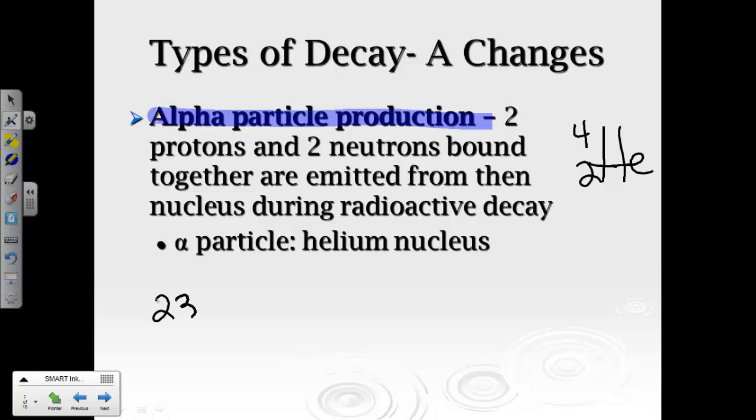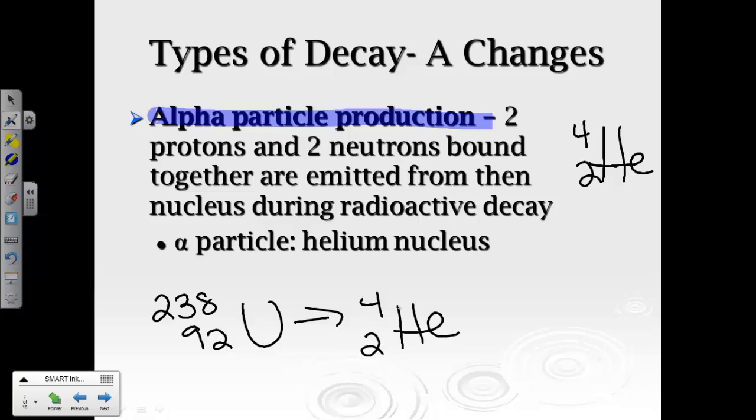So, for example, if I start with uranium-238, the question might read, write a balanced equation for the alpha particle production of the decay of uranium-238. What we would get on the other side would be the helium atom, the example of the nuclear radiation that was given off, and then we have to figure out what's left.